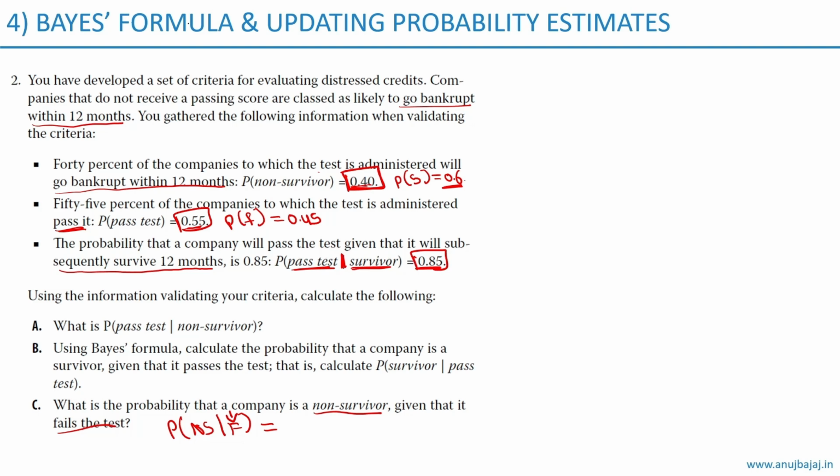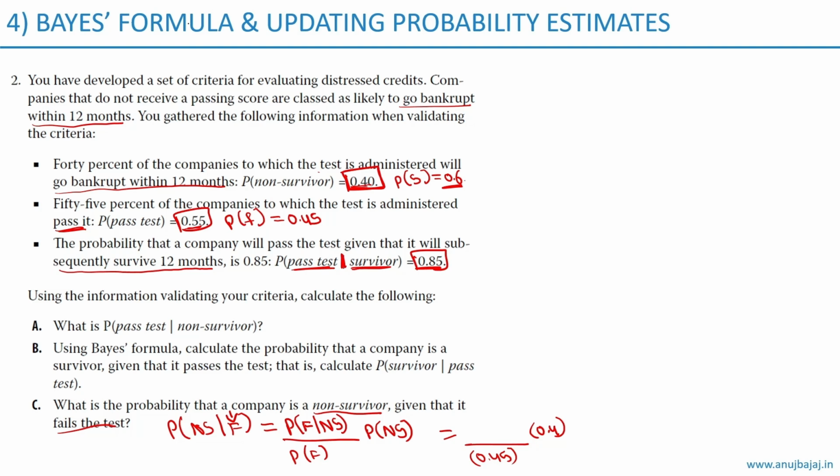So we need to update our probability, which equals the probability of failing the test given the company is a non-survivor, divided by the probability of failing the test, multiplied by the probability of a non-survivor. So we know the probability of not surviving is 40%, and we know the probability of failure is 45%. And we are required to find out the probability of failing given non-survivor.